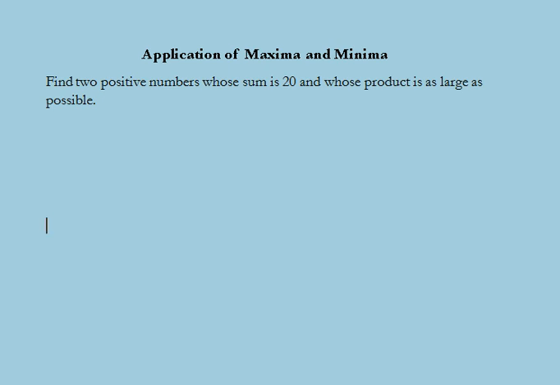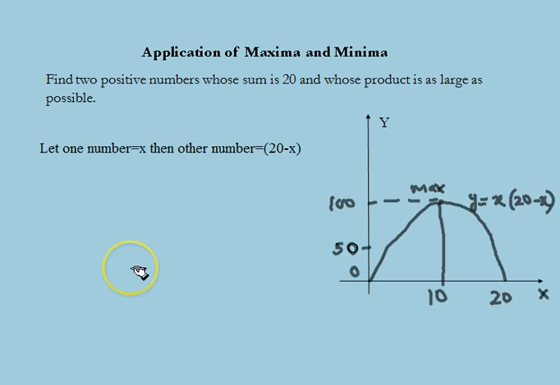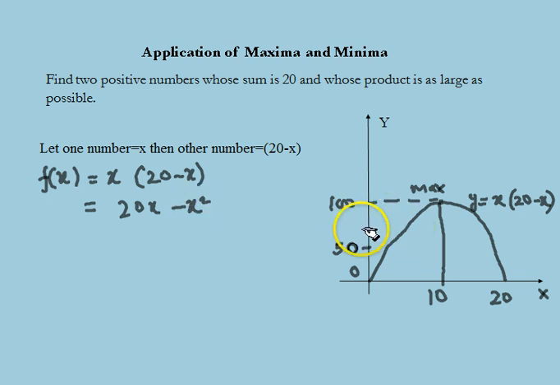Now for this we are going to consider the figure as shown. If one of the numbers is x, then the other number is 20 minus x, and their product is equal to, let's say, f(x) equal to x into (20 minus x), which is thus equal to 20x minus x squared. Now here the domain of f can be restricted to the interval 0 to 20.